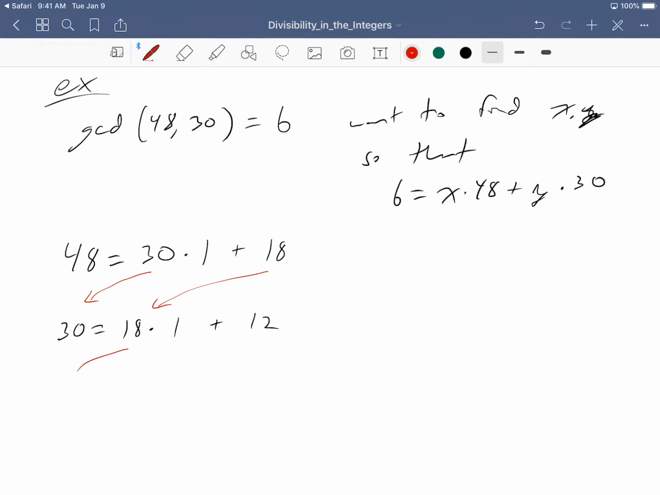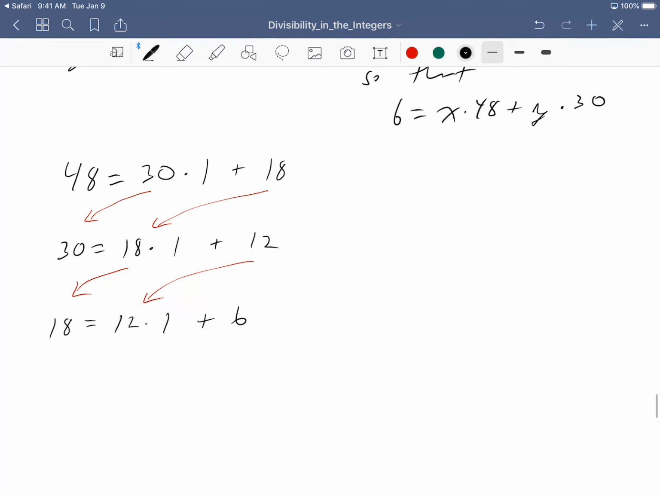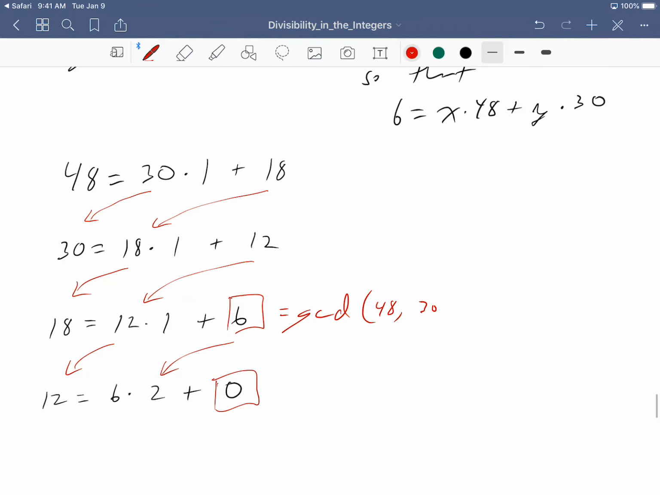And then we repeat. Let's use 18 and 12 as our a and our b. So 18 is 12 times, again, 1 and a remainder of 6. Then we do it again with 12 and 6. So 12 is 6 times 2 and a remainder of 0. When we get to that 0 remainder, we know that the GCD is the one up above. So our GCD is 6.